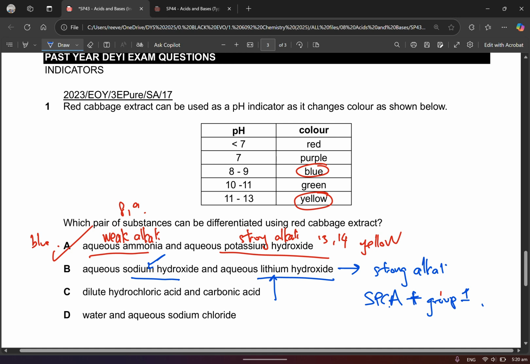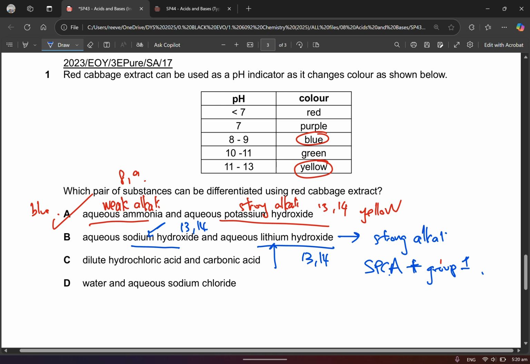Both are about 13 to 14. So if you use the indicator, you'll get yellow for both. So there's no way I can find out which one is which. Okay, hydrochloric acid and carbonic acid. Hydrochloric acid is a very strong acid, about pH 1 if not 2. Carbonic acid is a weak acid. Its pH is about 6.